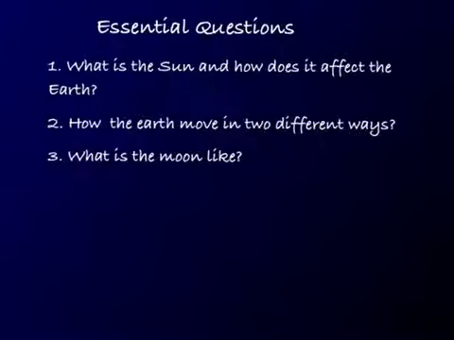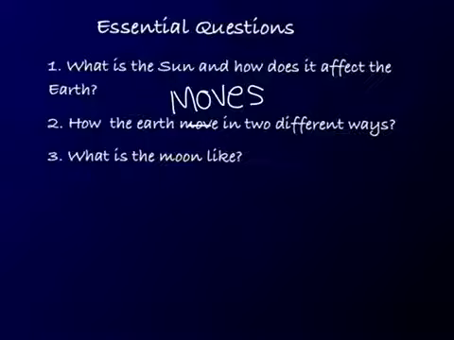Alright, go ahead and get out your Science Interactive notebook. We are going to write down the essential questions for the lesson tonight. Number 1, what is the sun and how does it affect the earth? Number 2, how the earth moves in two different ways. Sorry, that was a typo. It should be moves. How the earth moves in two different ways. And number 3, what is the moon like? So those are our 3 essential questions. Go ahead and write them down in your Science Interactive notebook.